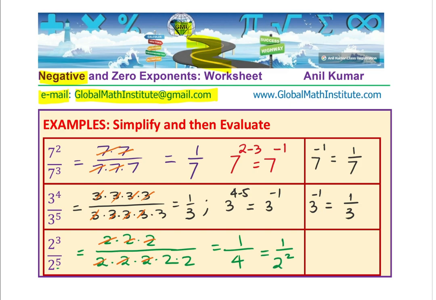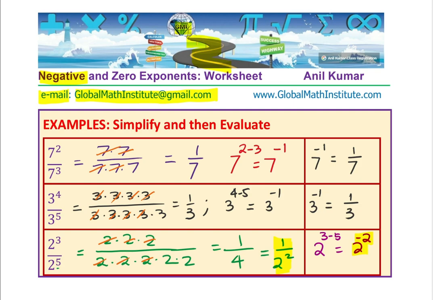If you use the rule, what do you get? Well, if you use the rule, you get 2 to the power of 3 minus 5, which is 2 to the power of minus 2. So, do you see that? Does it connect? 2 to the power of minus 2 is 1 over 2 squared. So, once again, we see that the number flips when the exponent is negative. Makes sense? I hope you understand this, right?